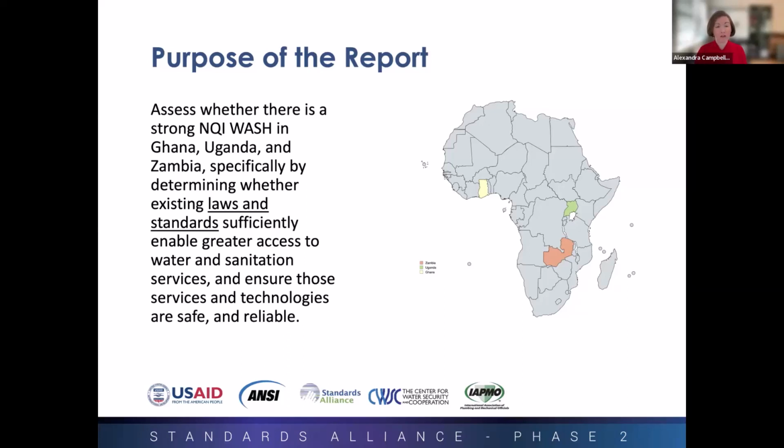So focusing on the national level laws and standards and ensuring that they create that enabling environment for greater access to water and sanitation, but then also making sure that there are those standards and regulations in place to ensure that when there are those services and technologies, that they're actually providing a safe and reliable service for those customers.